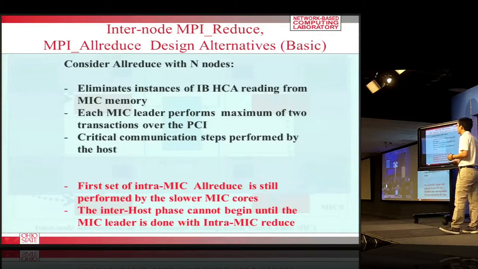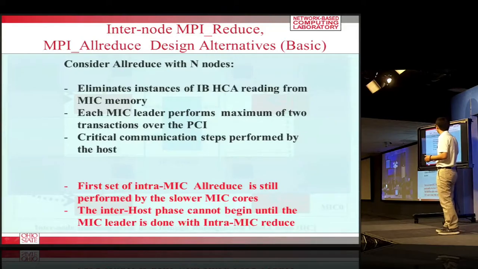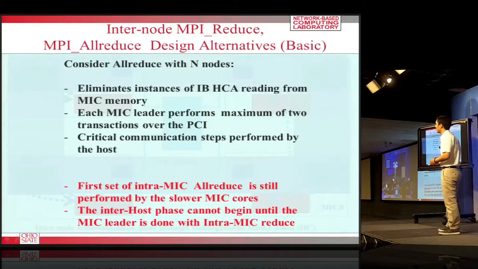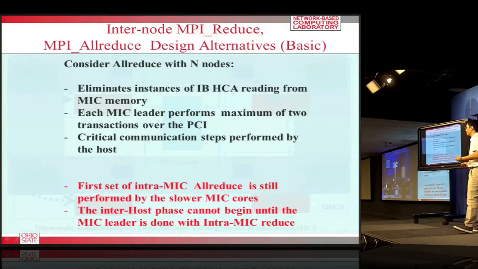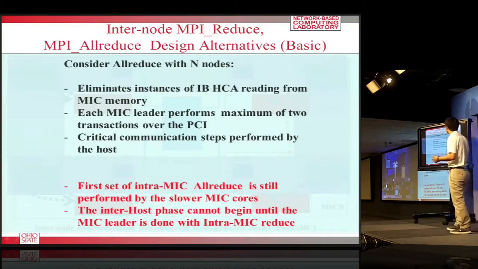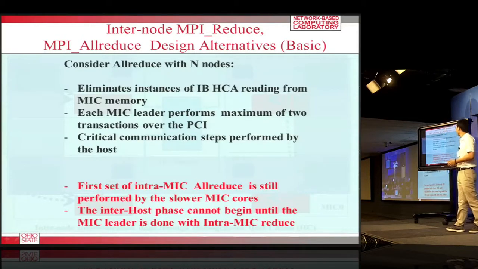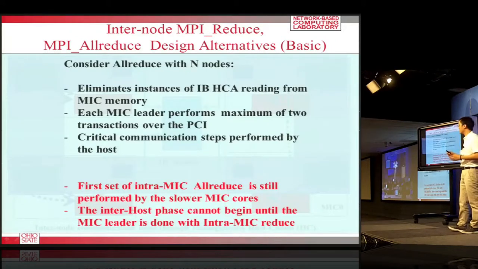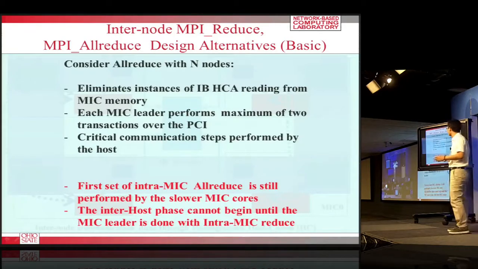And also each MIC leader performs a maximum of 2 transactions over the PCI, and the critical communication steps are performed by the host. This is the advantage of the basic design. However, there's also some overhead. For example, the first set of inter-MIC Allreduce is still performed by the slower MIC cores. Secondly, the inter-host phase cannot begin until the MIC leader is done with the inter-MIC reduce. This means we cannot achieve better overlap.